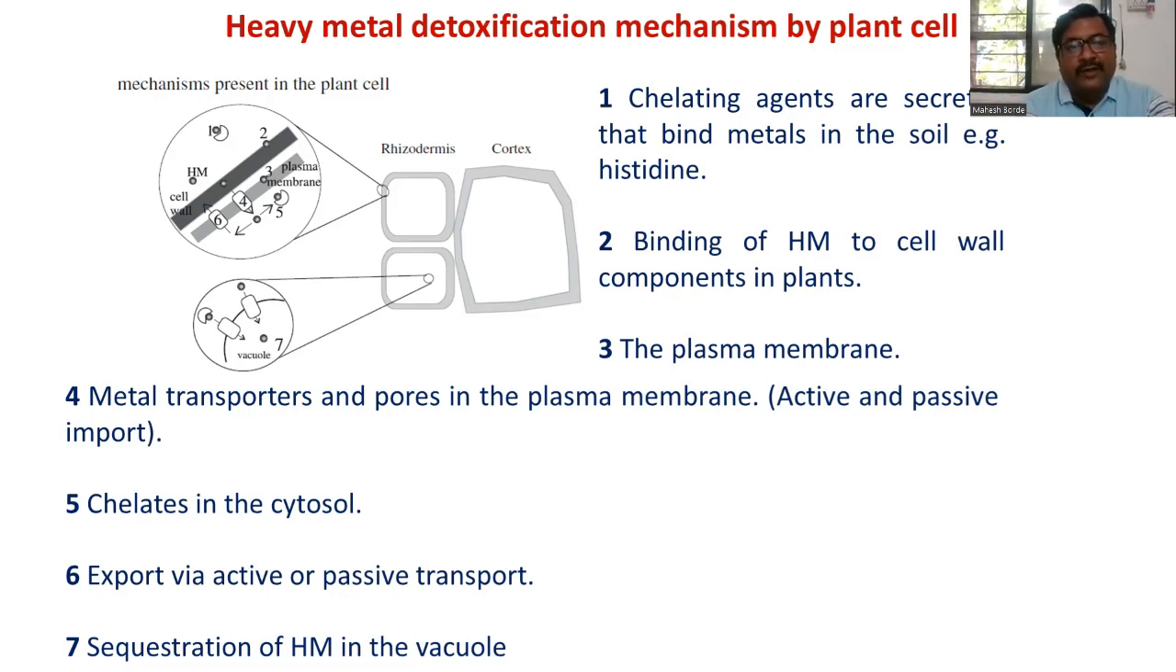So first of all, they secrete some chelating agent like histidine. That chelating agent binds to the heavy metal and then transports it from the cell wall to the plasma membrane, and then these heavy metals are sequestered in a vacuole of the cell. But beyond a certain concentration of heavy metal, the plant doesn't sequester heavy metal within the plant root or shoot.